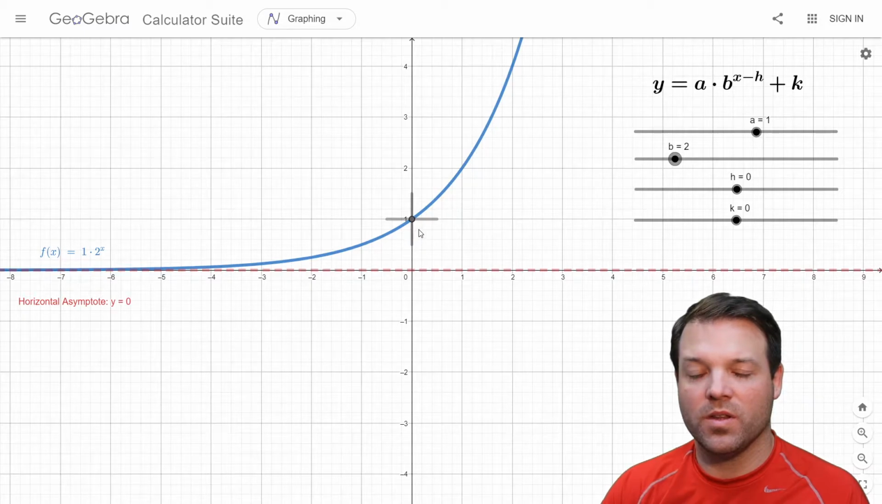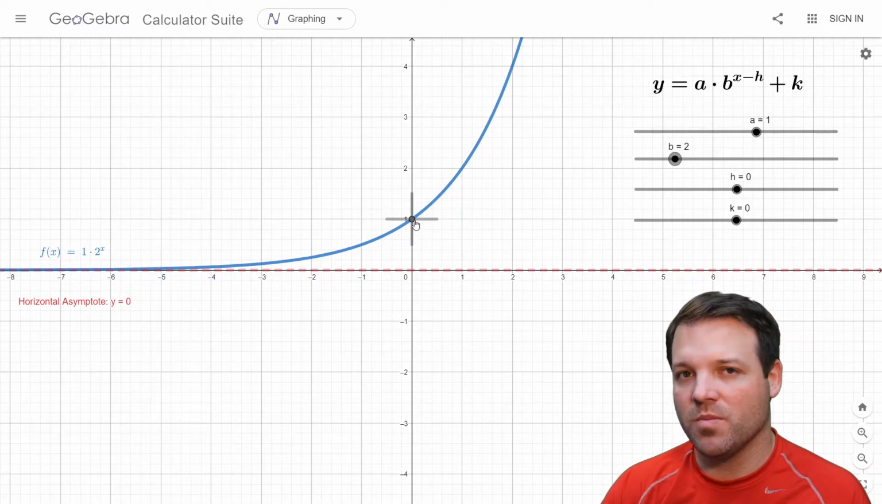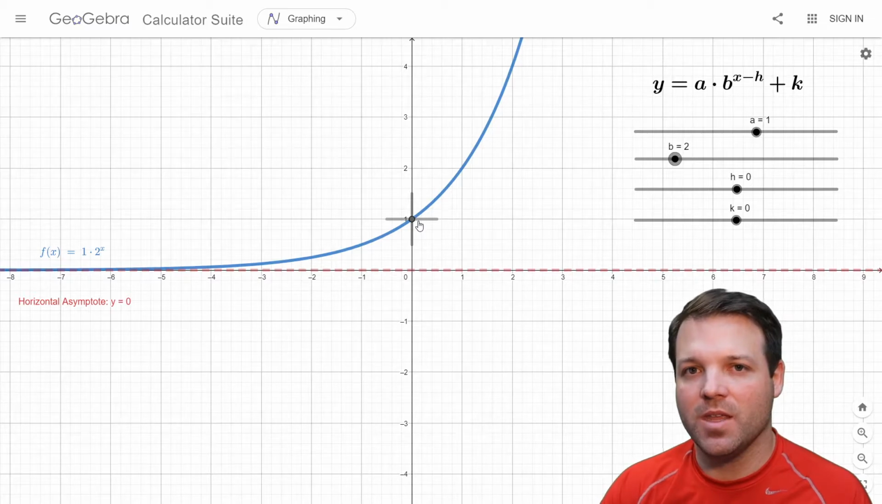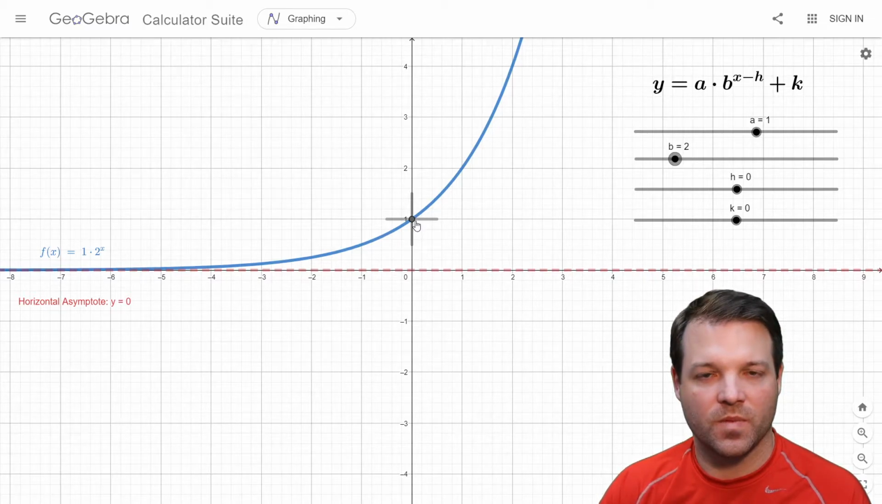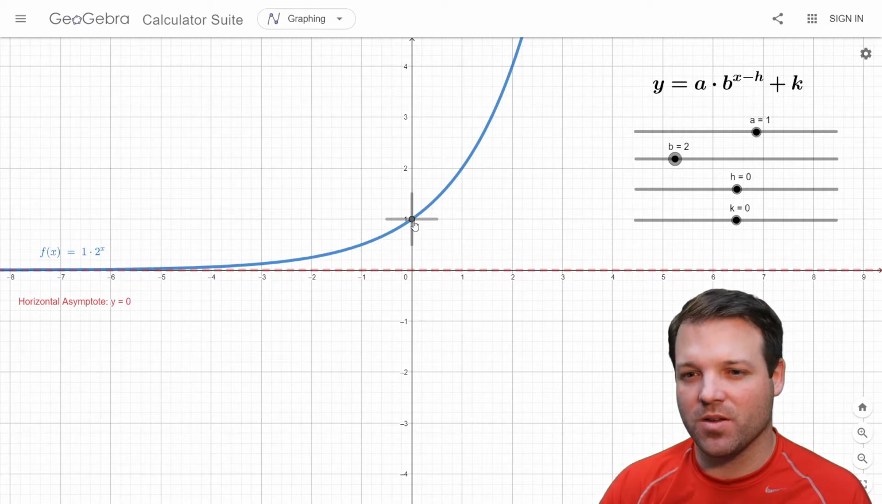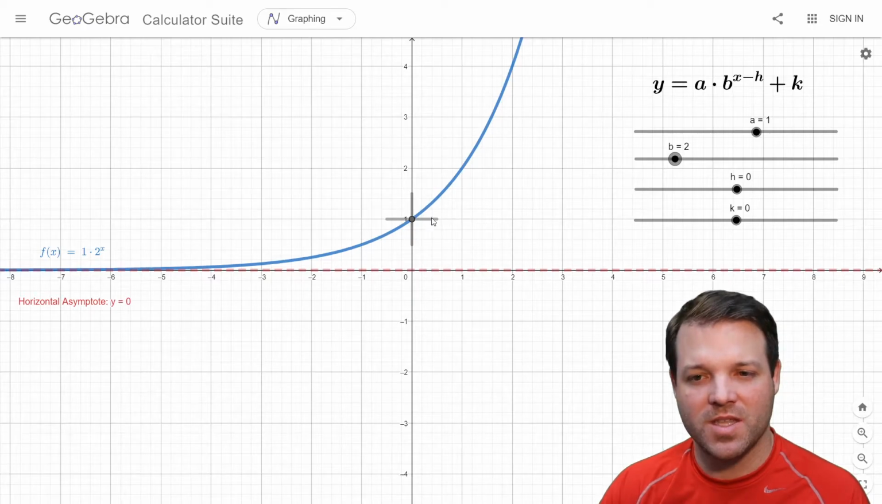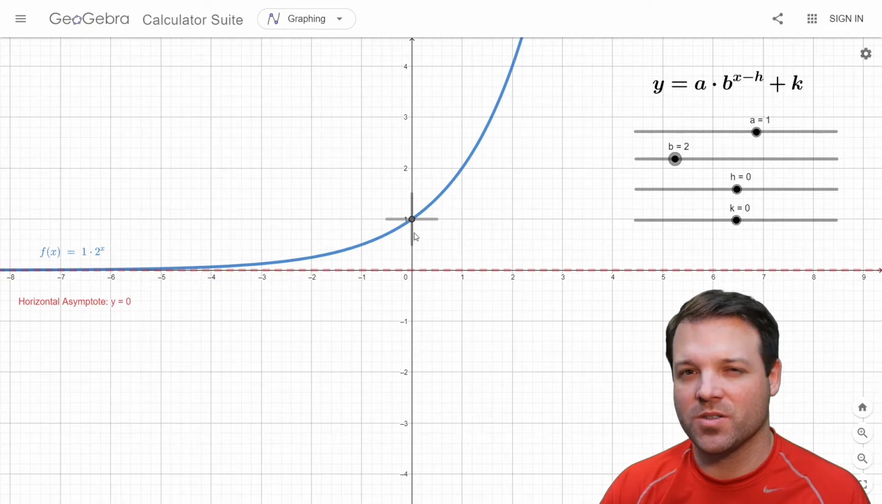And the reason why we have this anchor point, by the way, is because anything to the power of 0 is 1. Okay, and so I want you to just think about that as I move this graph around. It doesn't mean that this is not going to change at all. It just is going to stay the same under certain circumstances.